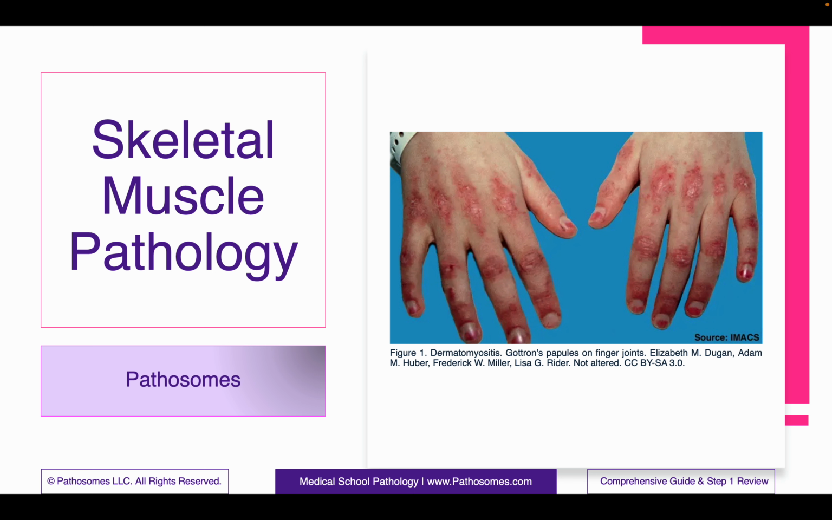Now, you're probably looking at this image saying, I recognize that, and I bet you do. This is Gottron's papules associated with dermatomyositis. We're going to be talking about this and much more in this presentation on skeletal muscle pathology.